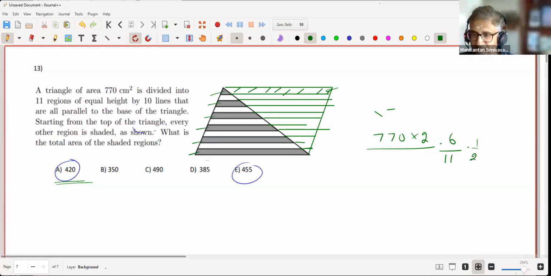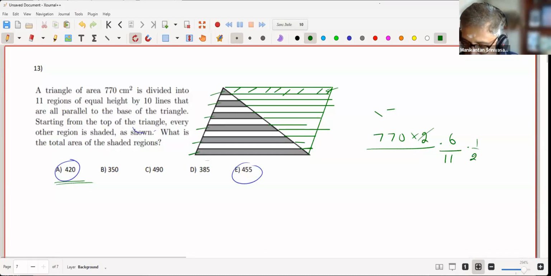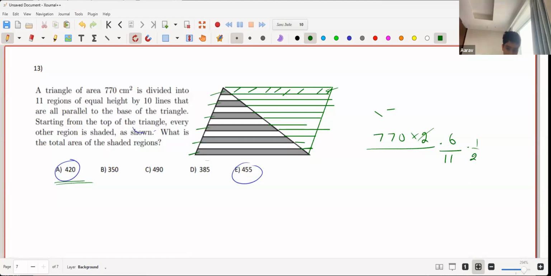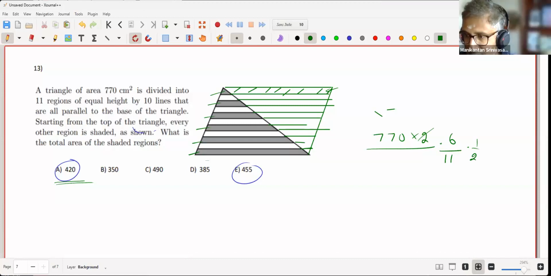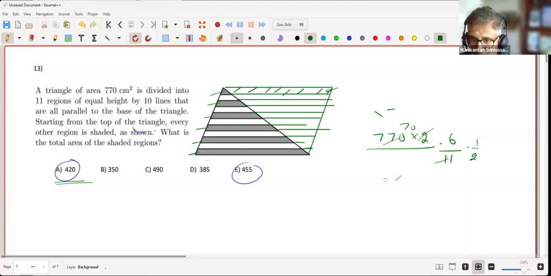So effectively 6 out of 11. The 2 you multiplied by, and then you divided by later. Did you understand why you're multiplying by 2 and then dividing by 2 later? Not you, Arav. Others. Kunal, did you understand? Yeah. Okay, cool. So that gives what? 770 into 6 by 11, which is 70 into 6, which is indeed 420.